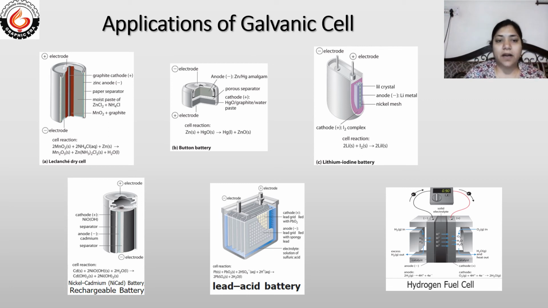And apart from these three, some rechargeable batteries are also there. In these rechargeable batteries, the first one is nickel cadmium battery, which is a rechargeable battery. The lead acid battery, which is very commonly used in inverters and vehicles, etc. And hydrogen fuel cell. Hydrogen fuel cell is also a type of galvanic cell, and it is not very common, but yes, it is used in some applications also. So these are some common applications of galvanic cells which are used in day-to-day life.